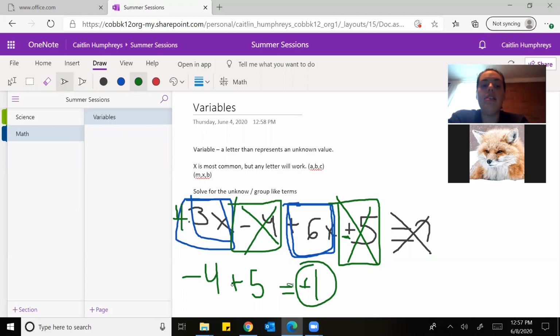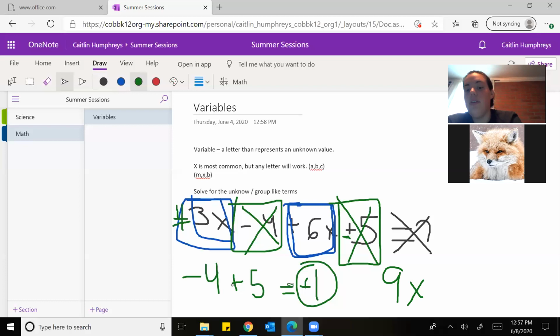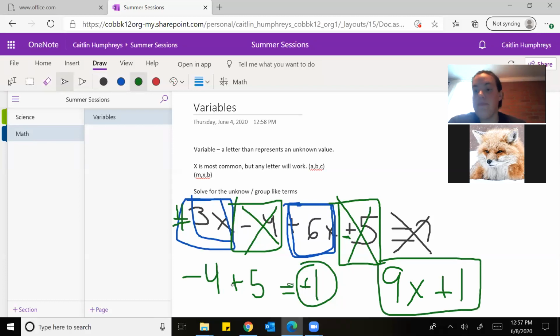Now I have positive 3x's and positive 6x's. So all I'm doing in my mind is I'm taking 3 apples and 6 apples and I'm putting them together. That's it. So I'm going to end up with 9 of something unknown plus the 1 we already had, and I've combined my like terms.